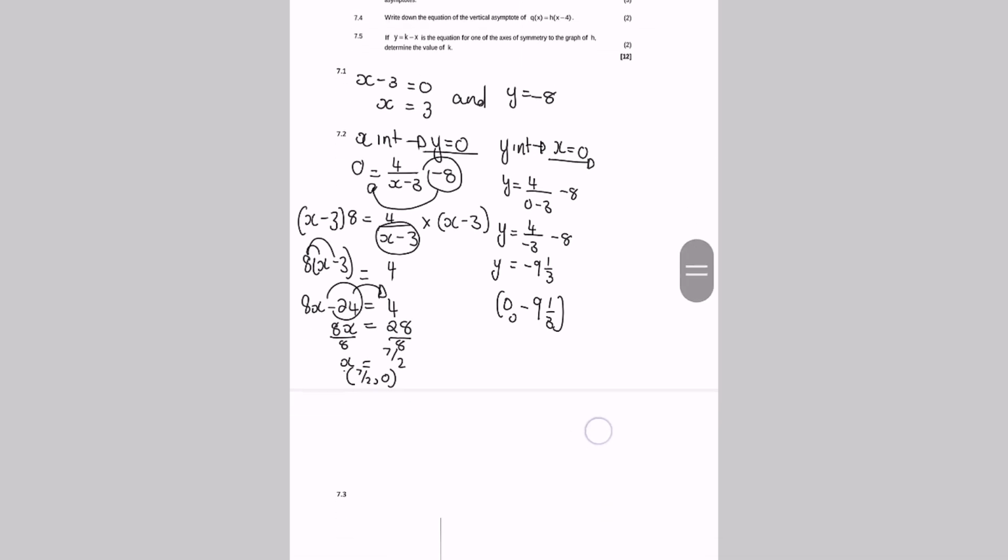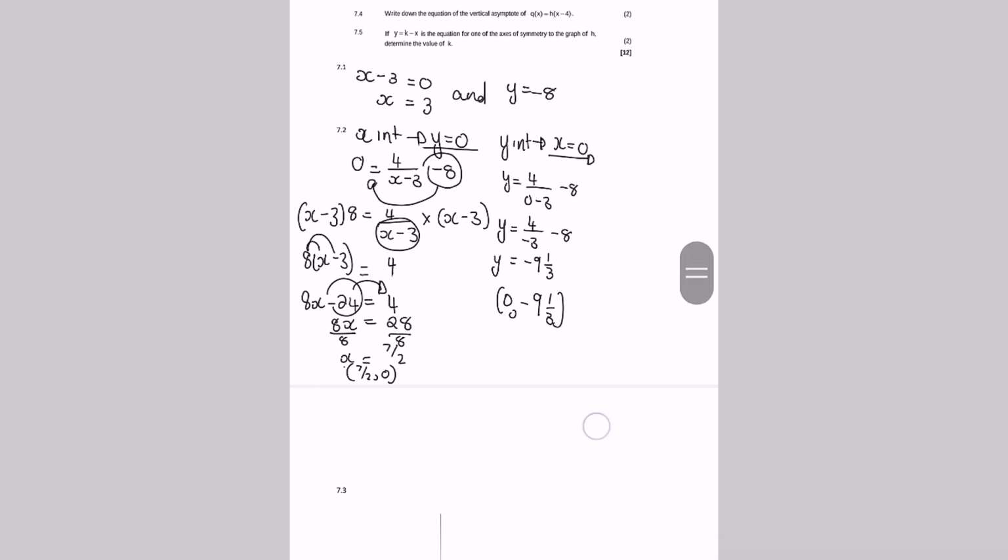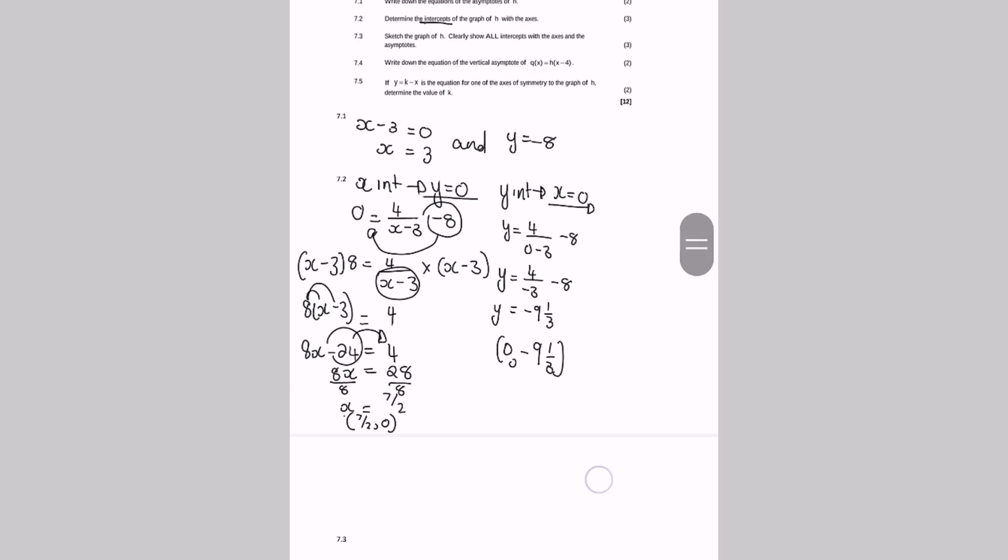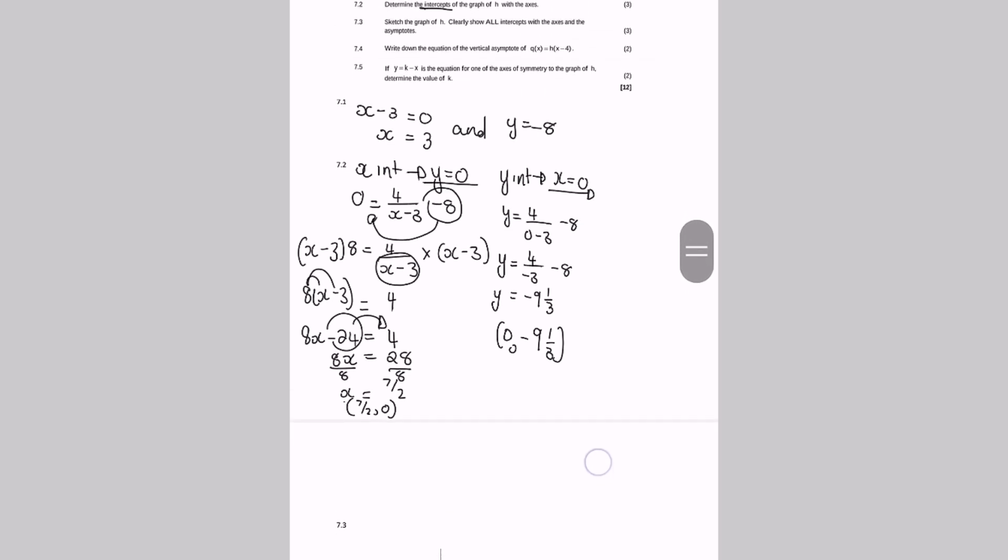The next question, which is 7.3, asks, sketch the graph of h, clearly show all intercepts with the axes and the asymptotes. Reading that, we can see that it is important that we use the things that we calculated in 7.1 and 7.2.